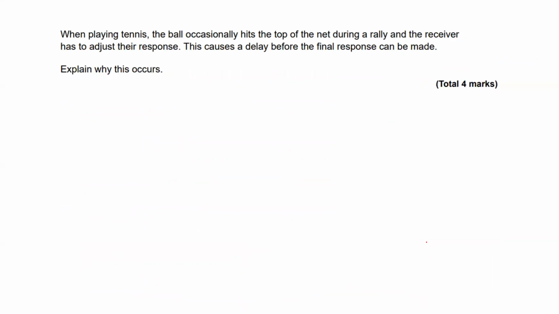Okay, then we had this type of question. There was two or three like them in the exam, but this is the go-to example that tends to pop up when we're looking at this topic, where it's saying that the ball hits the top of the net. It's got a net cord in tennis, and it's saying this causes a delay before the final response can be made. Why does this occur? And there's 4 marks.